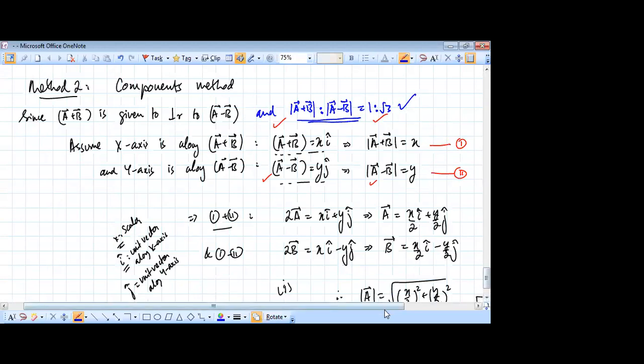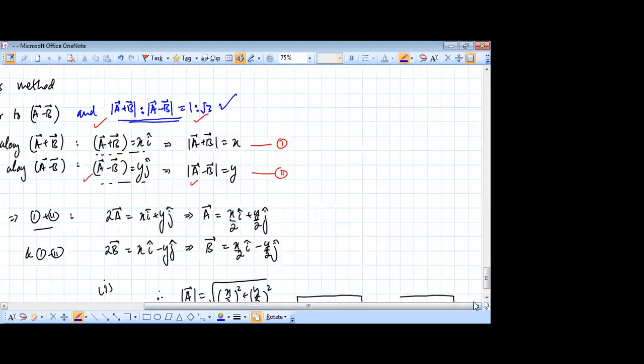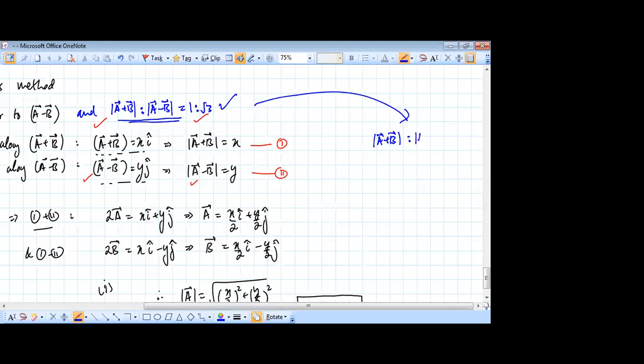Okay. So next thing, making use of this information, we'll see that mod of a plus b is to mod of a minus b is 1:√3. That means x is to y is 1:√3, or x by y is 1/√3. That means what can I substitute for y? y is x√3. Okay. So now using this, I will find out the angle between a and b.